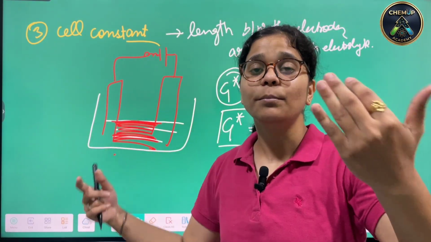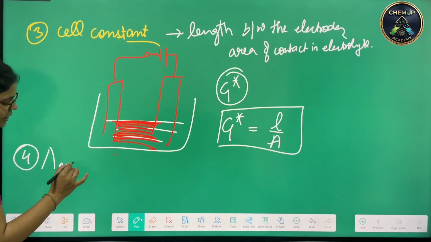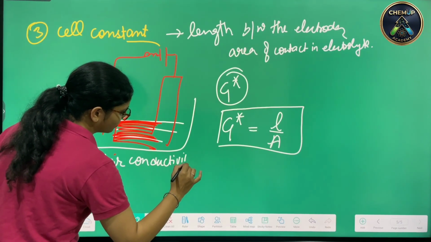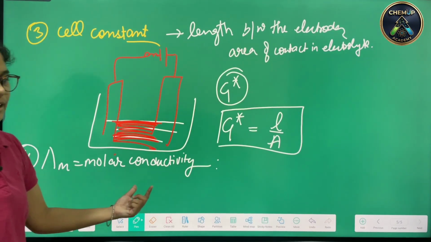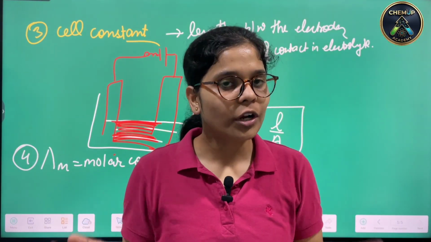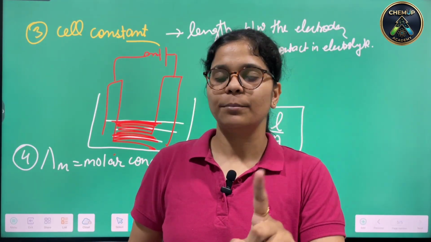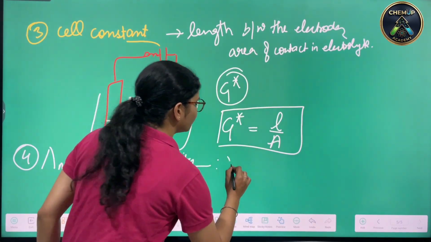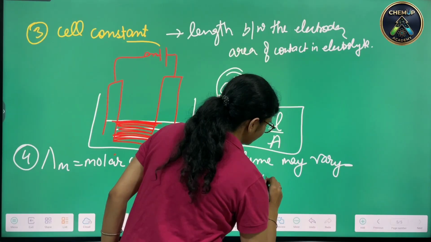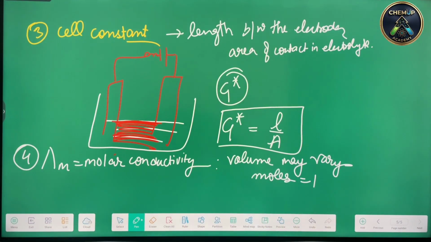Coming on to the next term, that is molar conductivity. Molar conductivity, or the fourth term, is molar conductivity. When we talk about molar conductivity, the volume shall remain the same, but how much current or conductivity is allowed to flow for 1 mole. Always 1 mole. Volume may vary, and moles 1. That refers to basically your molar conductivity.